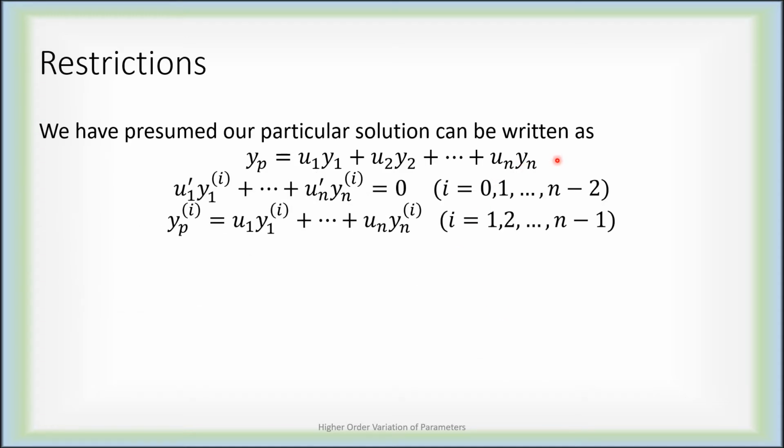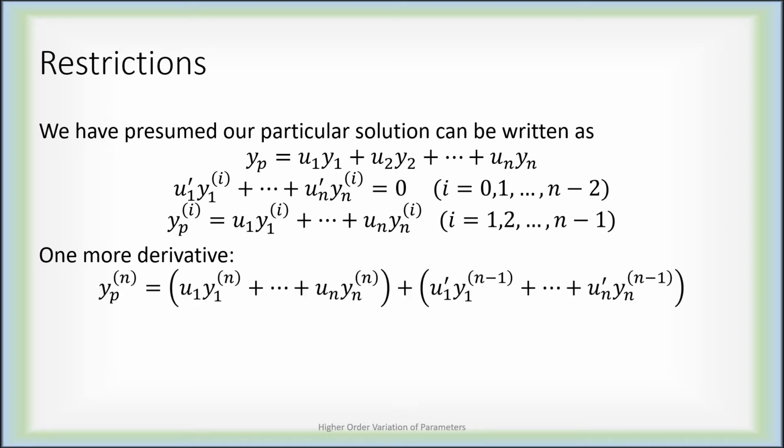So we've assumed that our solution takes this particular form, that these sums are 0 for index 0 through n minus 2, allowing us to conclude that the derivatives of yp are fairly simple up until the n minus first derivative. We're going to take one more derivative, but we're not going to make a corresponding simplifying assumption about it. Now the product rule spits out the terms that we expect.